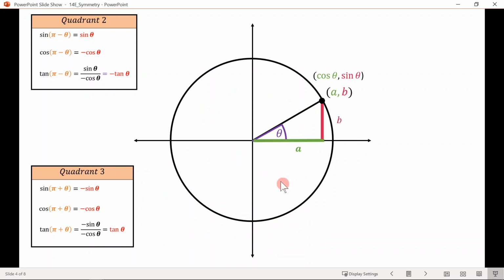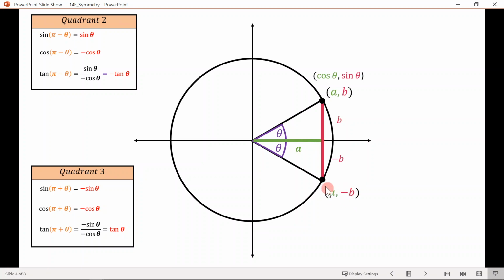We're now going to be looking at our fourth quadrant. Again, we're going to draw in something symmetrical. And as you can see, we've got this theta right here. Now, what we can say is that if this is B here, then this is going to be negative B. But it's still going to be positive A because it's literally the same value there. So that means the coordinate is going to be positive A, negative B.